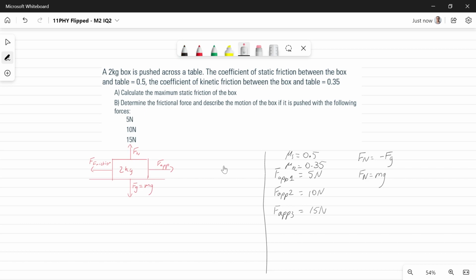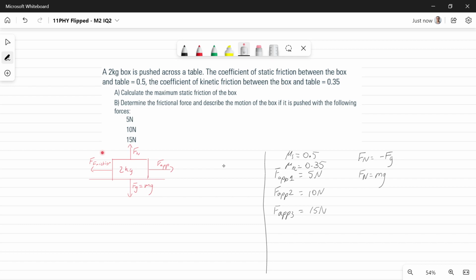So some key elements for this question. In part B, we've got a bunch of applied forces that we're going to apply, 5, 10, and 15 newtons. I've just drawn them to the right. Direction wasn't specified. What that's going to mean is that friction is going to go in the left direction. We can assume, based on how the question is written, that in some situations, friction is going to be static, and in some situations, friction is going to be dynamic.